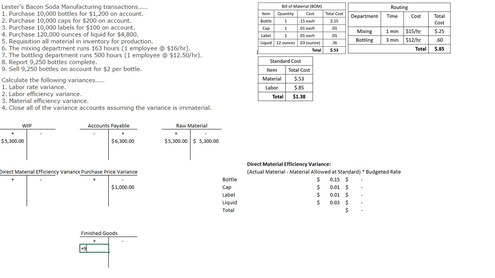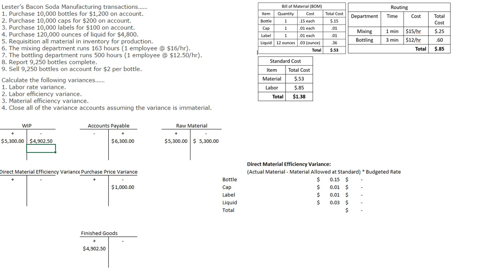So if I complete 9,250 bottles, and we're only going to deal with the material here, not the labor, then I should put into finished goods 53 cents for every bottle that's completed. So 9,250 times 53 cents. So that's how much material should show up in the finished goods inventory using a standard costing system. So we would pull it out of work in progress. But we have this problem now because my accounts don't match.